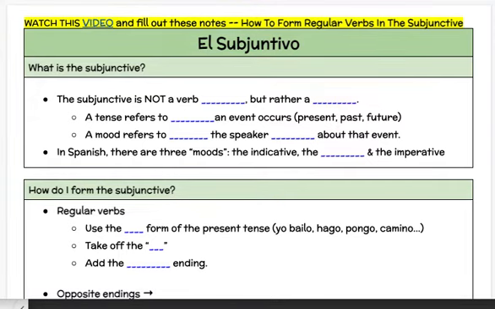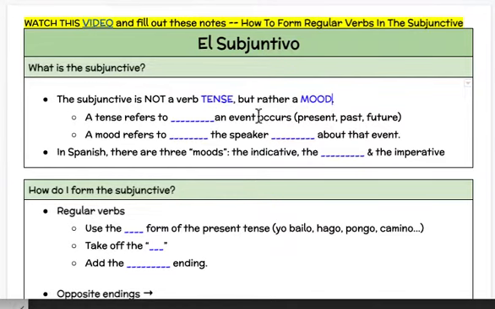Alright guys, today we are going to be learning a new type of verb formation. This type of verb is called the subjunctive, and in Spanish it is referred to as el subjuntivo. Subjunctive is actually not considered a verb tense, but rather a mood.